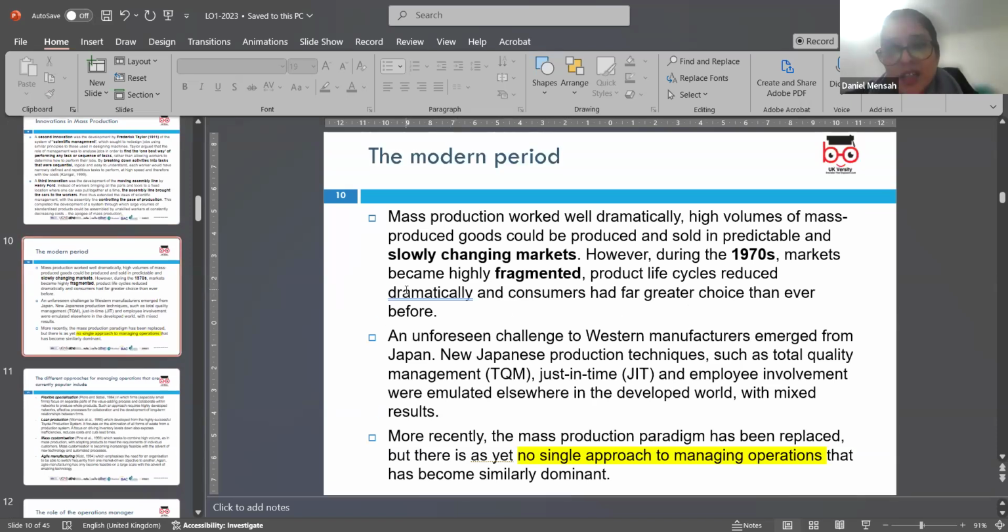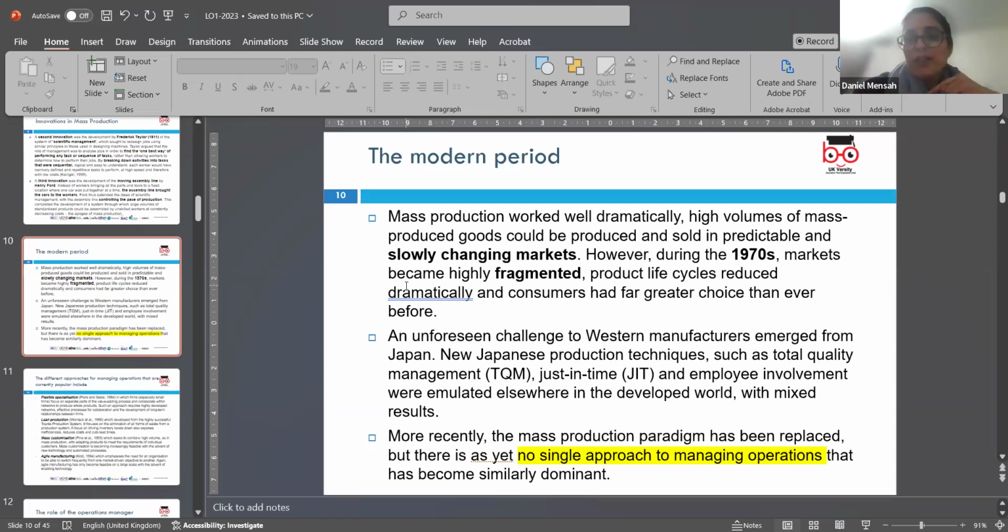Then the modern era started. From 1970, the market was changing slowly, and it was fragmented again. But in that time period, people were not inclined to buy the same, undifferentiated product. People started liking to buy different kinds of products, and the product life cycle was becoming short and reduced.